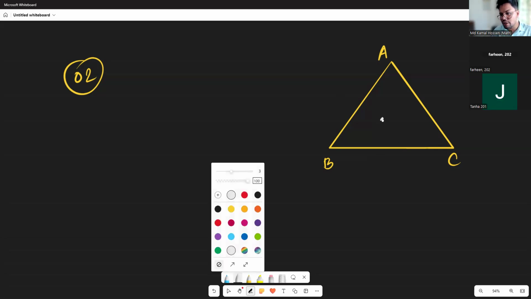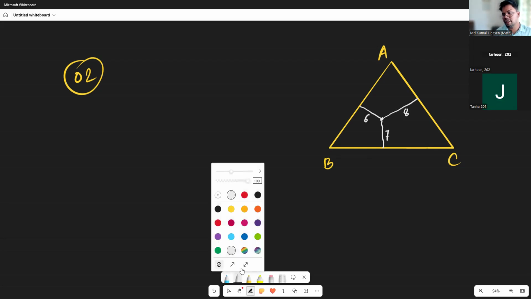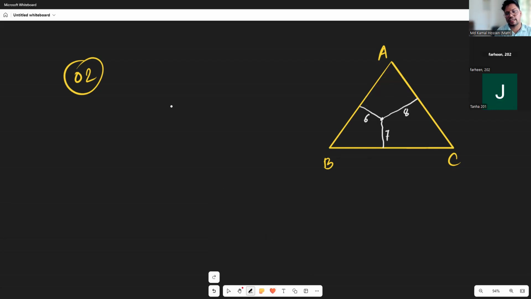Now draw a perpendicular. This is one perpendicular. This is another perpendicular. And this is another perpendicular. 3 perpendiculars from any point inside the triangle. And the 3 perpendicular lengths are: one length is 6 centimeter, this length is 7 centimeter, this length is 8 centimeter. Now find the area of the triangle. Is it possible to find the area of the triangle? Our requirement is to find the area of the whole triangle ABC by using this information.